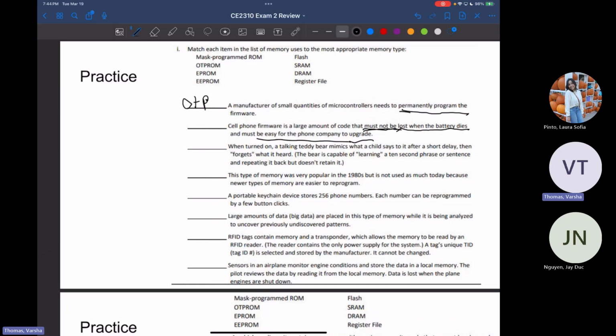OTP-ROM and Flash. So let's keep in mind that we could still change this, but it looks like it's gonna be Flash. And let's move to the third one.